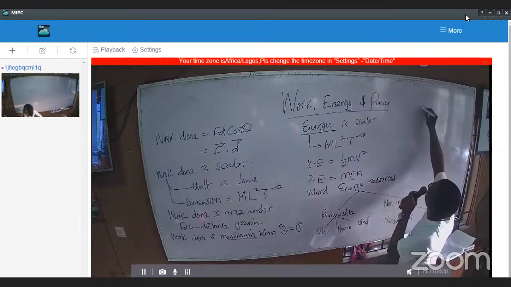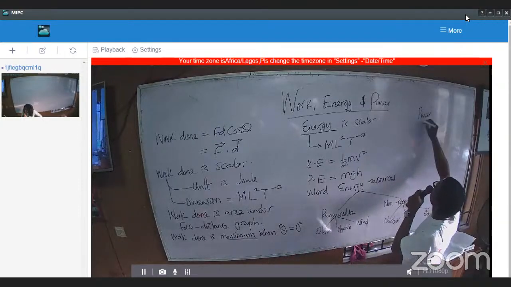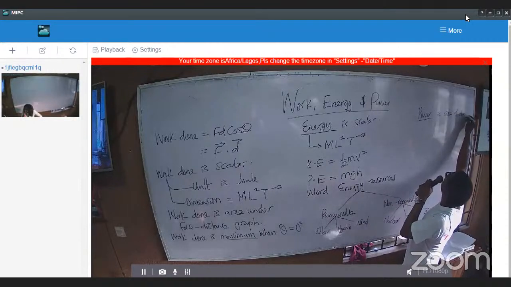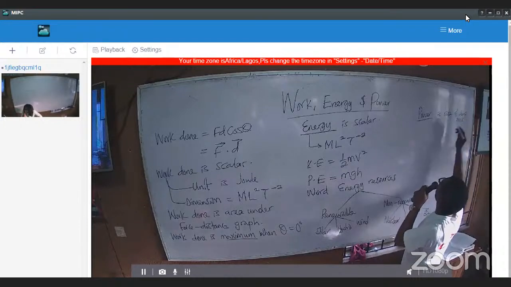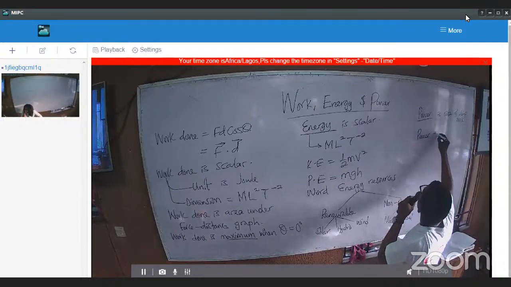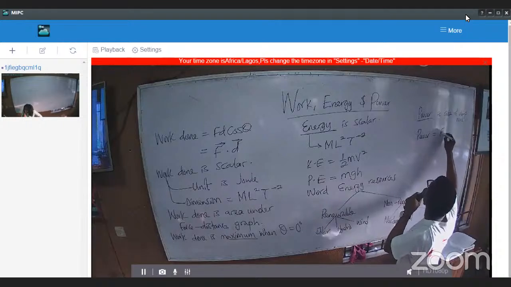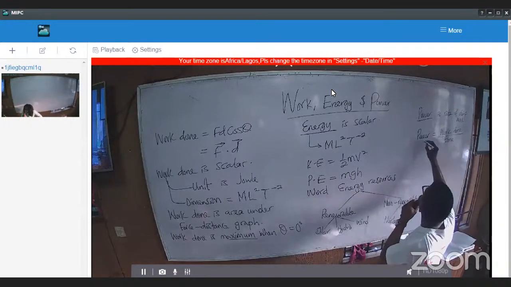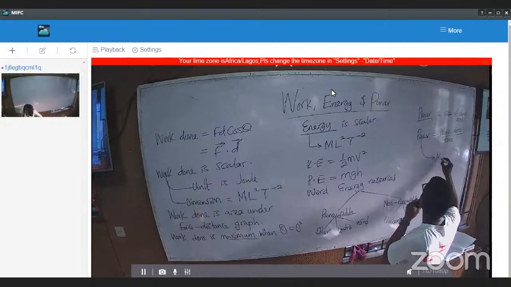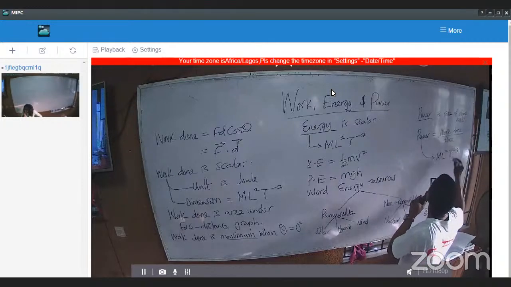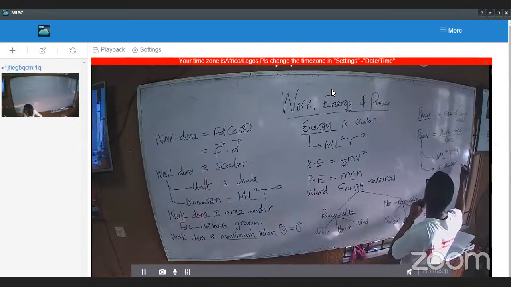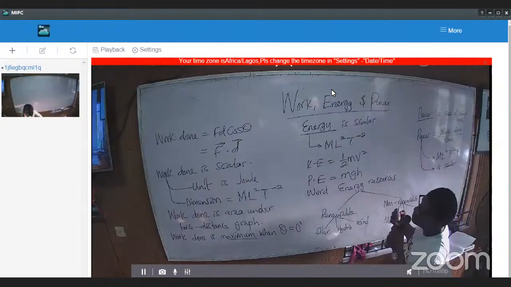And then we have power. Power is the rate of doing work. Then power can just be FV, or work done over time. The dimension is ML squared T minus 3. Power is scalar. It's not work. So these are the three things we need to know.